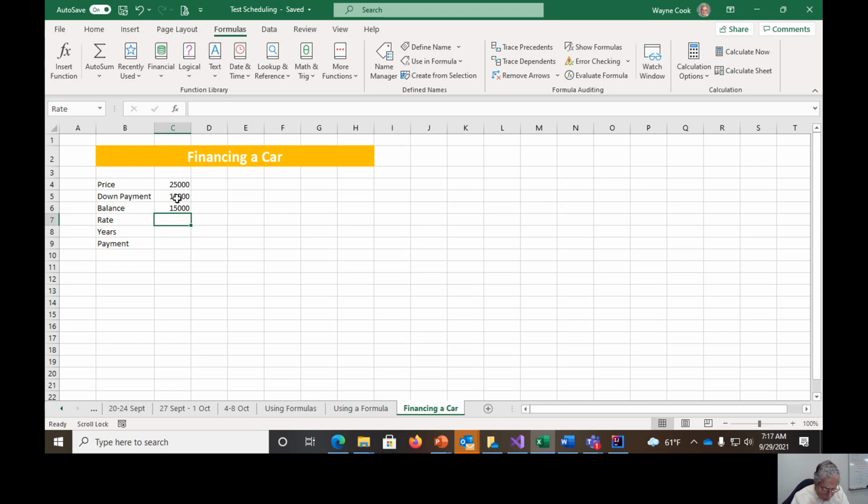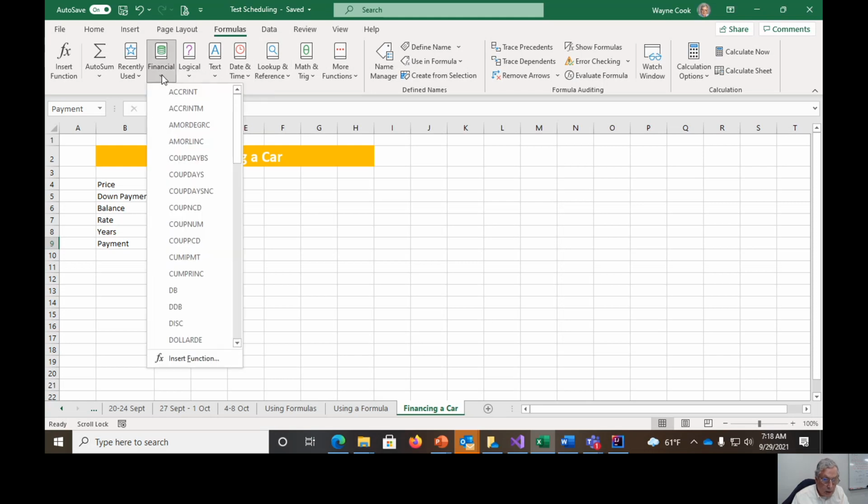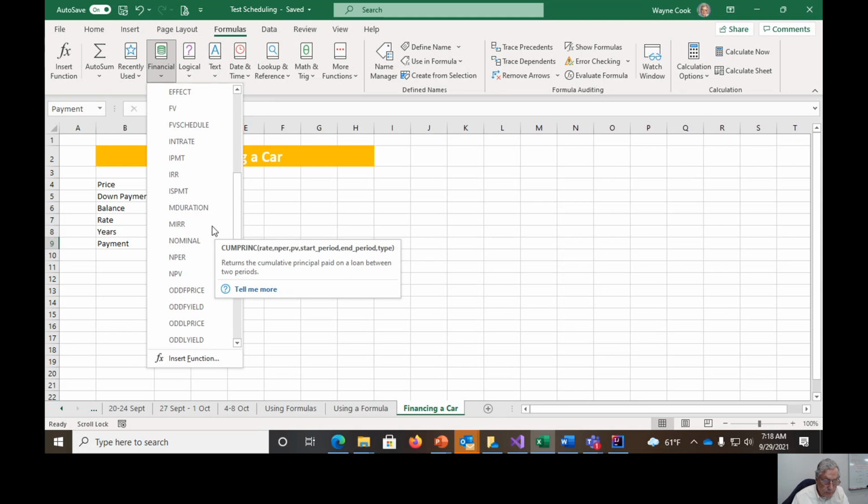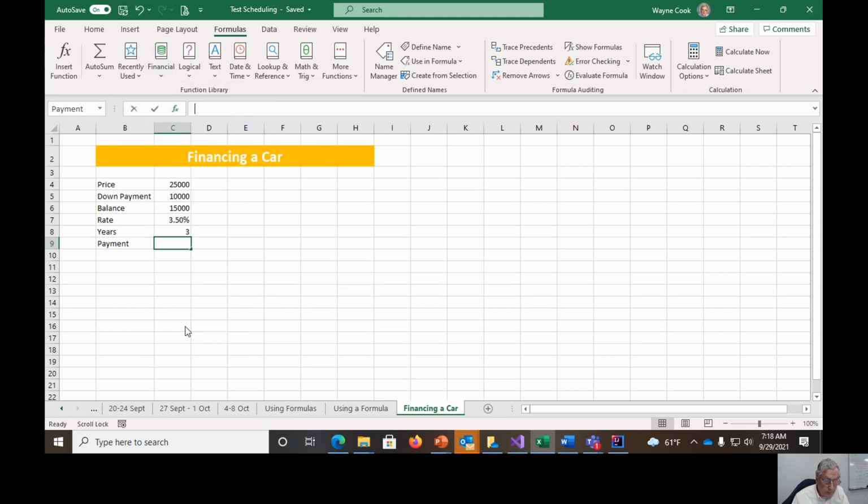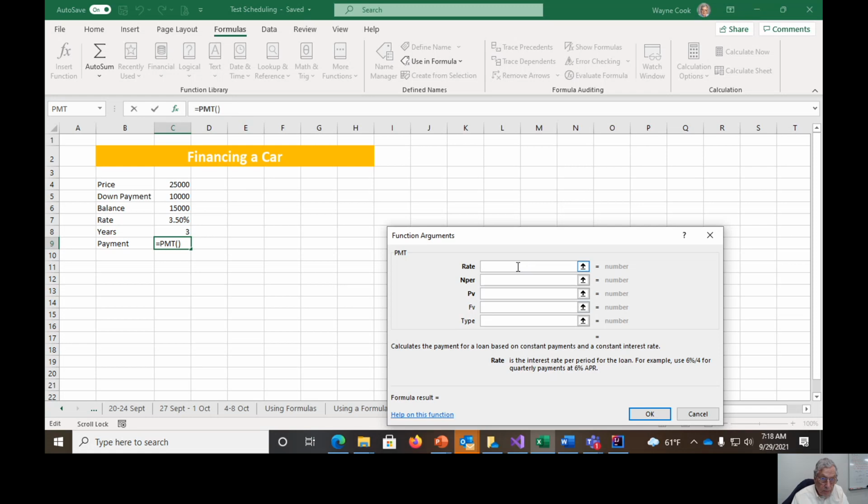Then rate, let's say if we can get a 3.5% rate. And I want to pay it off in 3 years. Then I go to formulas, financial, look for PMT. And the dialog box comes up. The rate then is 3.5, but remember that's for a year. So I have to divide it by 12. Number of payments is years, but then there are 12 payments per year.